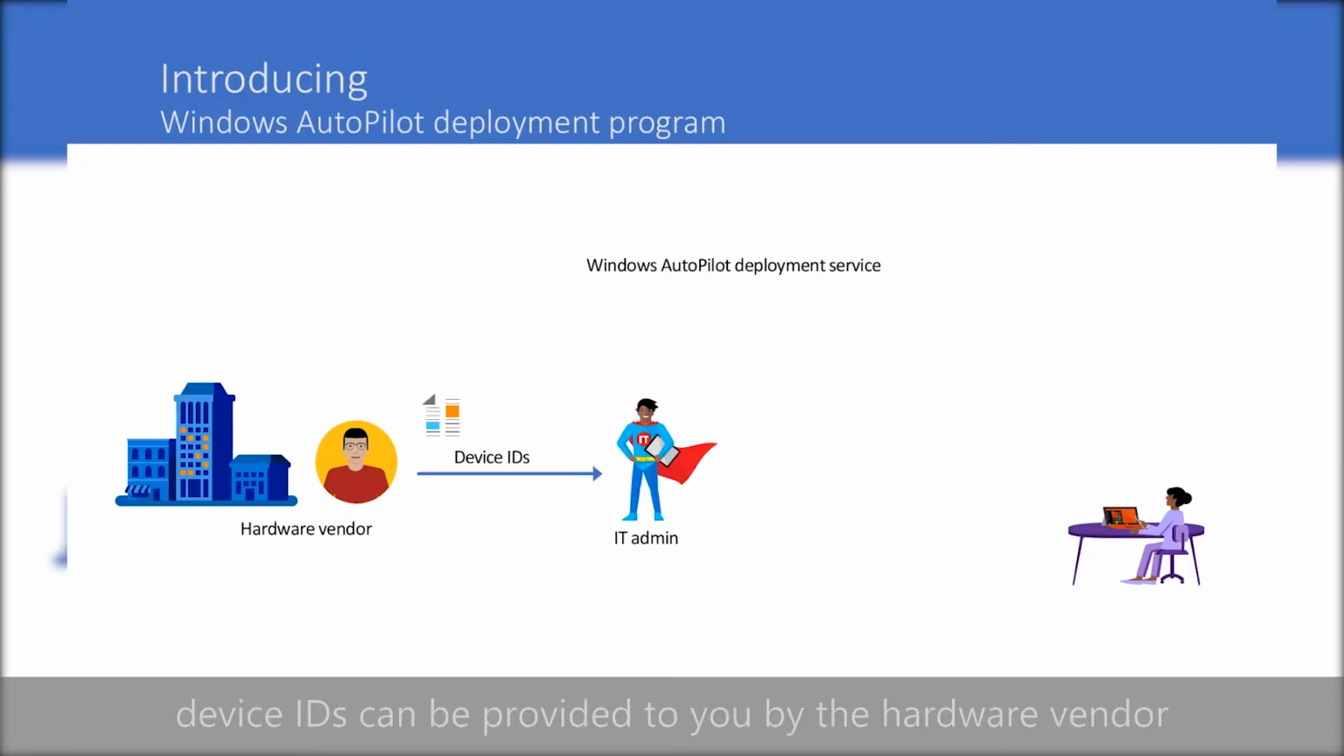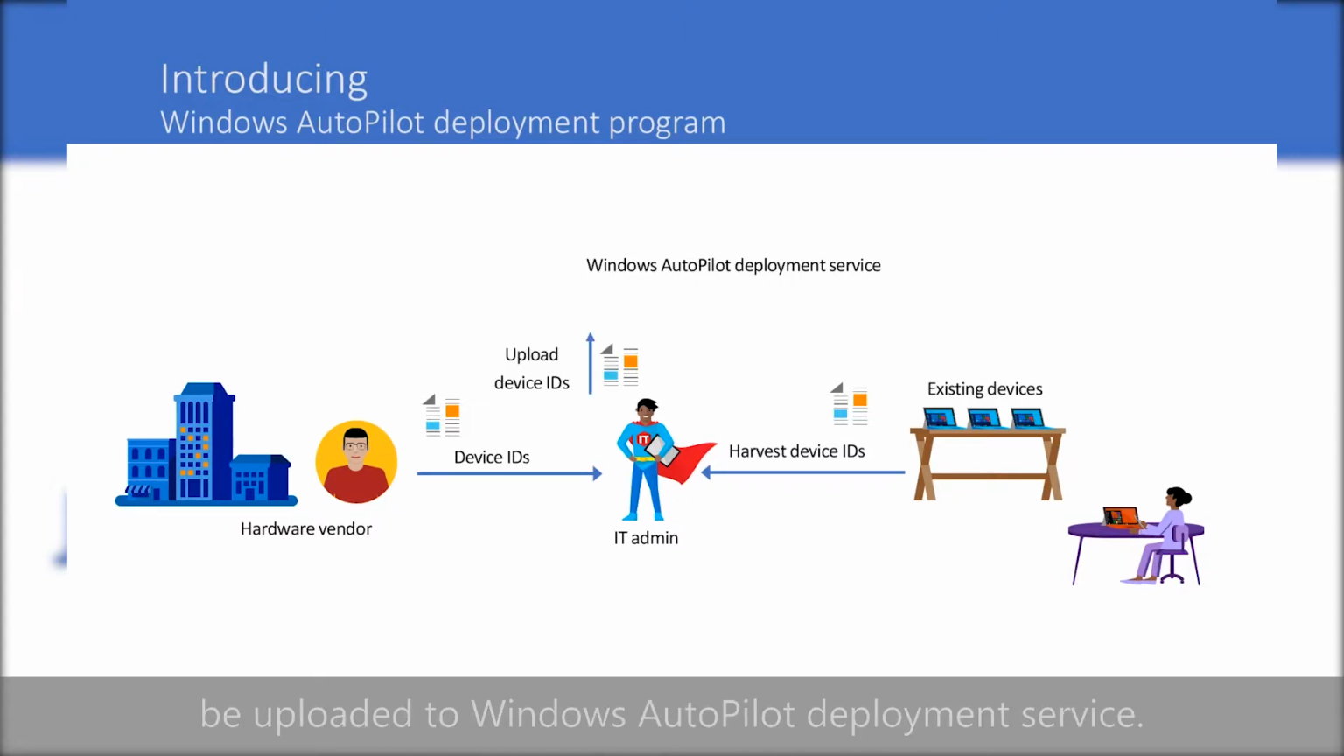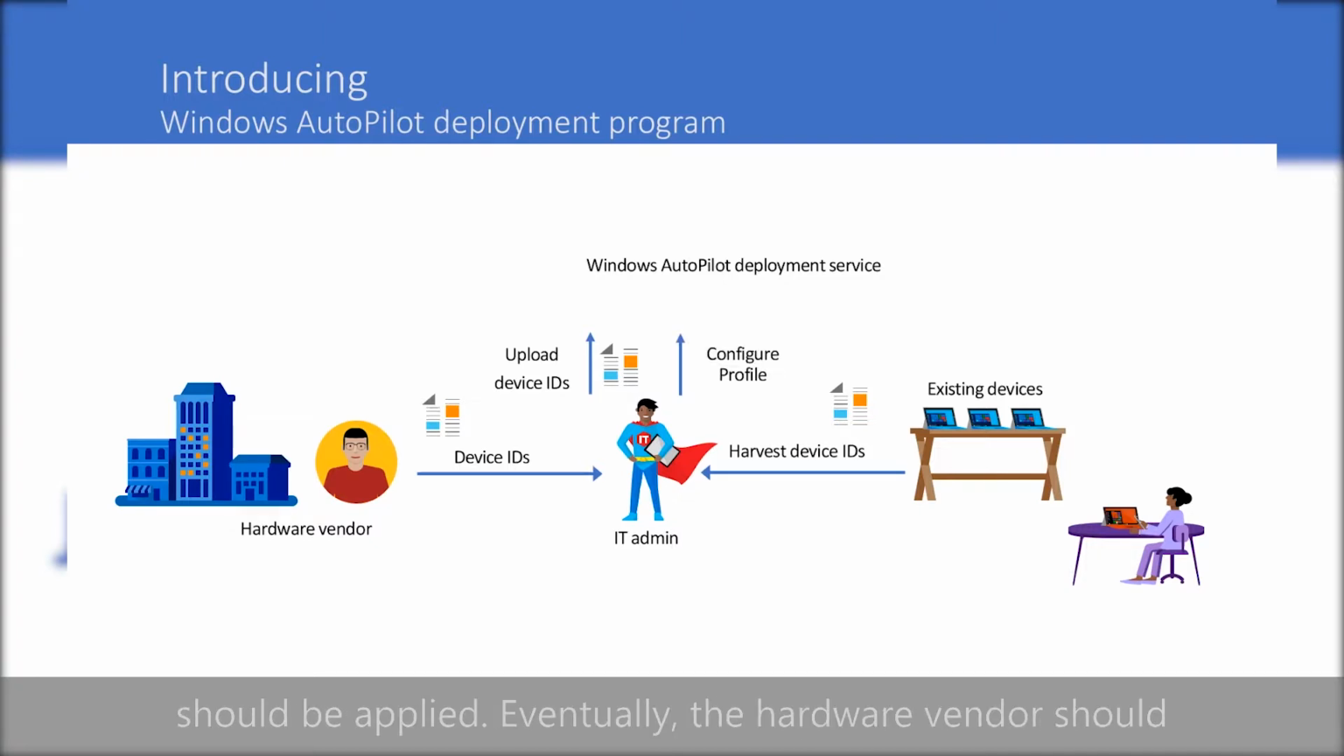Those device IDs can be provided to you by the hardware vendor, or if you've got existing devices that you want to try out, you can harvest those device IDs yourself with a simple script. Either way, once you have the device IDs, they can be uploaded to Windows AutoPilot deployment service. Once uploaded, you can configure a profile of settings that should be applied. Eventually, the hardware vendors should be able to do these steps for you, further simplifying the process.